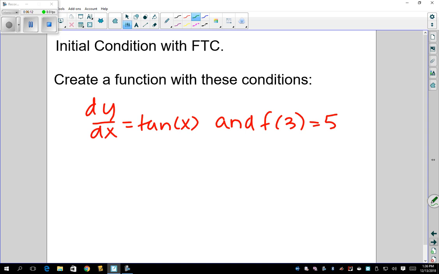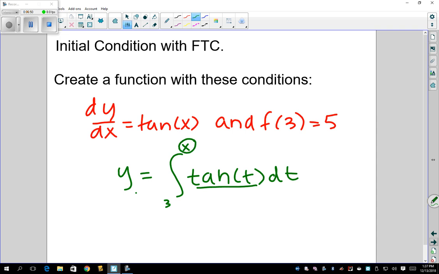Using the fundamental theorem of calculus, we can create new functions. So I'm asked to create a function with the following conditions: that the derivative is equal to tangent, and that f of 3 equals 5. And so I can use this idea that the derivative of my integral is my original function. So I can say y equals the integral from 3 to x of tan t dt, because remember, if I take that derivative, I end up with just tan of x. So this meets the derivative condition.